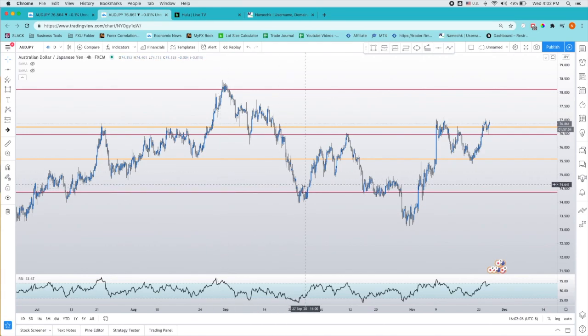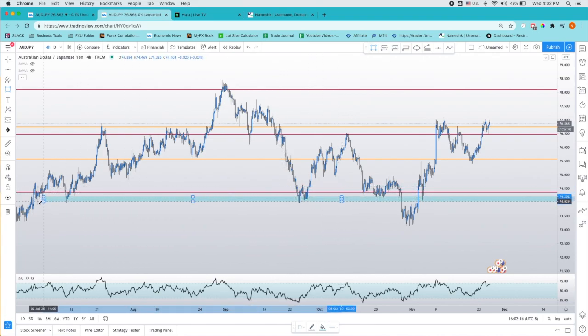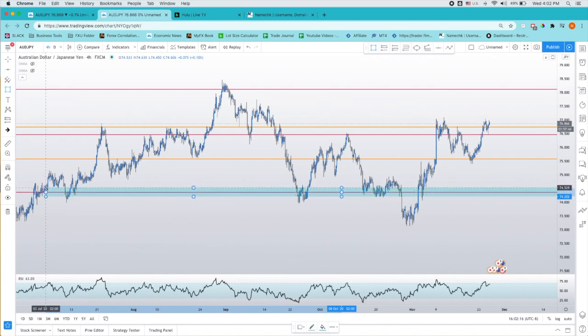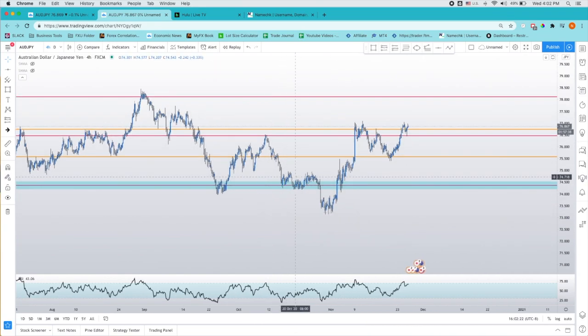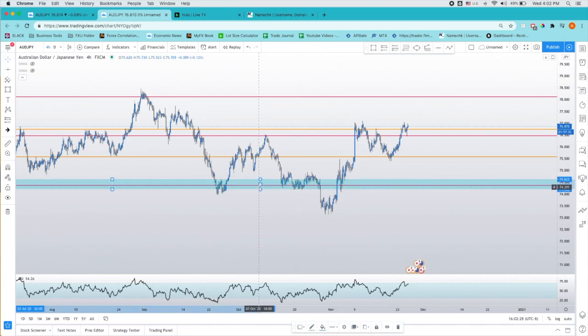Okay, and so right here I see some data, and that's actually a good thing for me because now I can mark this whole area as a zone. And a zone is pretty much a very little area that is kind of wiggling back and forth, and you're going to see wicks, multiple wicks, having a hard time breaking out of that area.